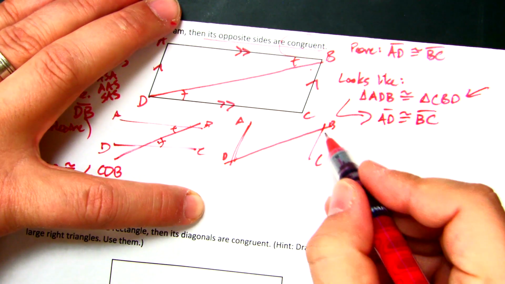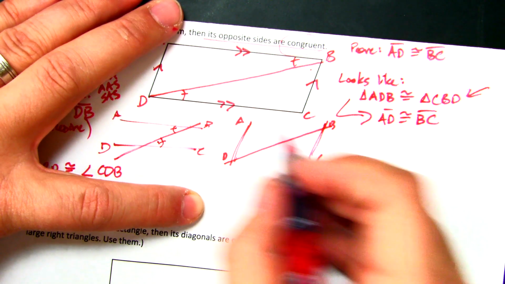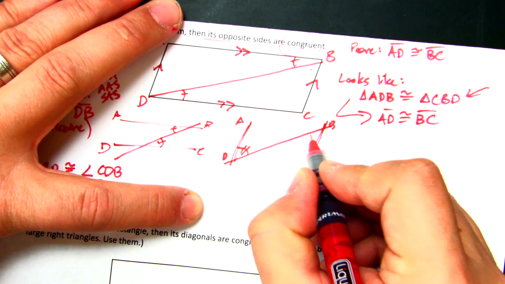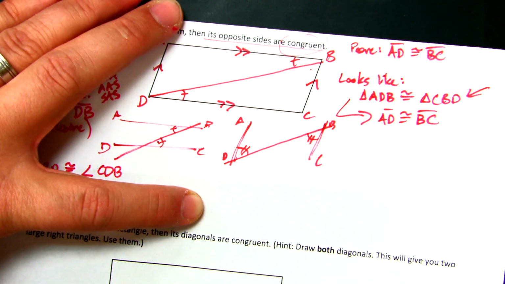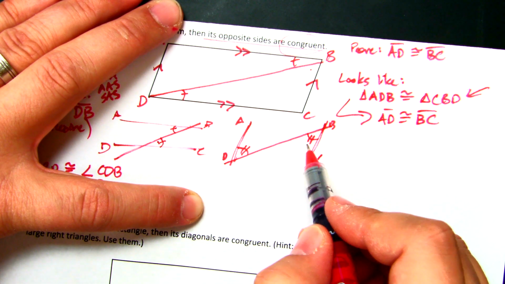Okay, I've got parallel lines. I know all my small angles are congruent, all my big angles are congruent. Well, I got two small angles right here. Now those are congruent, right? These two lines are parallel. These two angles are congruent.